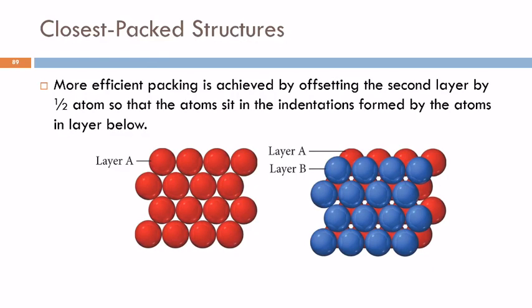More efficient is to offset the second layer. And this is what happens naturally when you start to put the second layer in. The second layer wants to sit in these little divots, in these little indentations between the first layer, right? And so it kind of sinks down as opposed to sitting on top of the first layer. So layer B is offset by half an atom. It's scooted to the left half an atom and down half an atom, so that it sits in the little holes. So we have layer A and layer B.